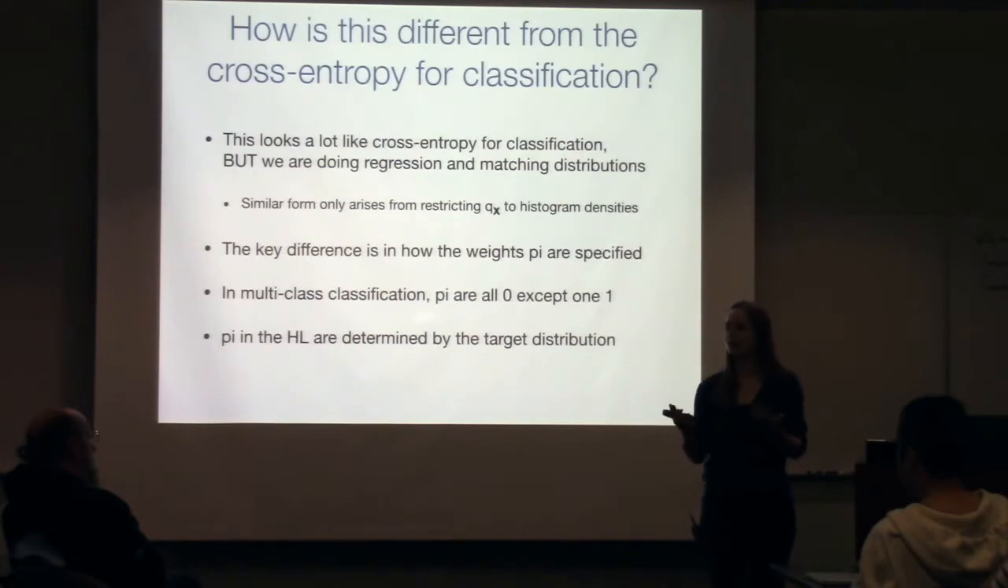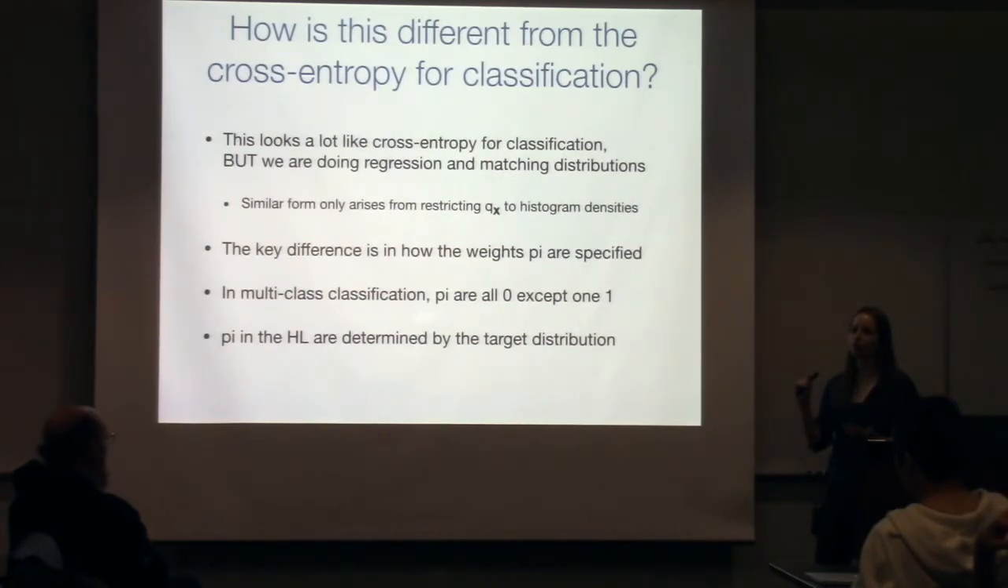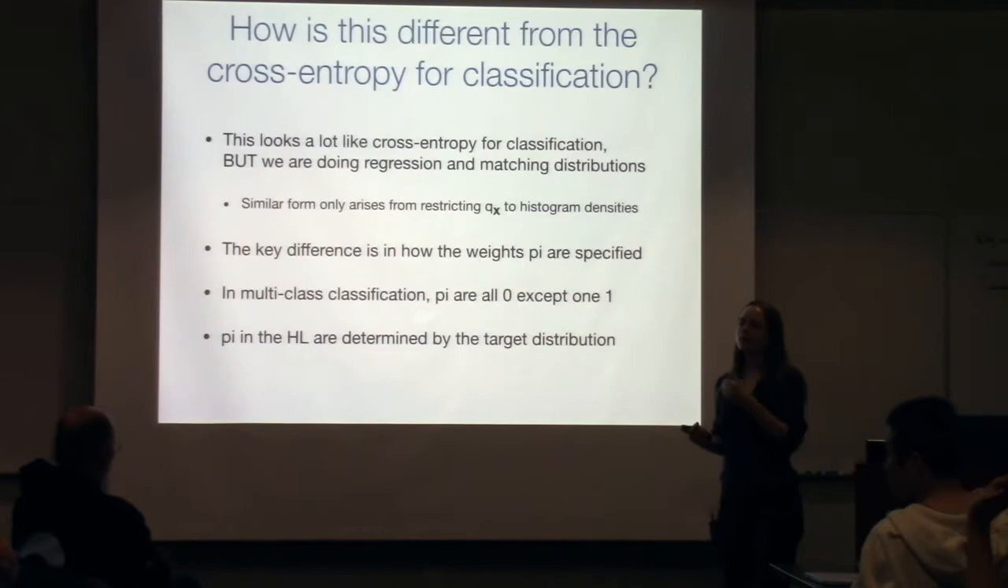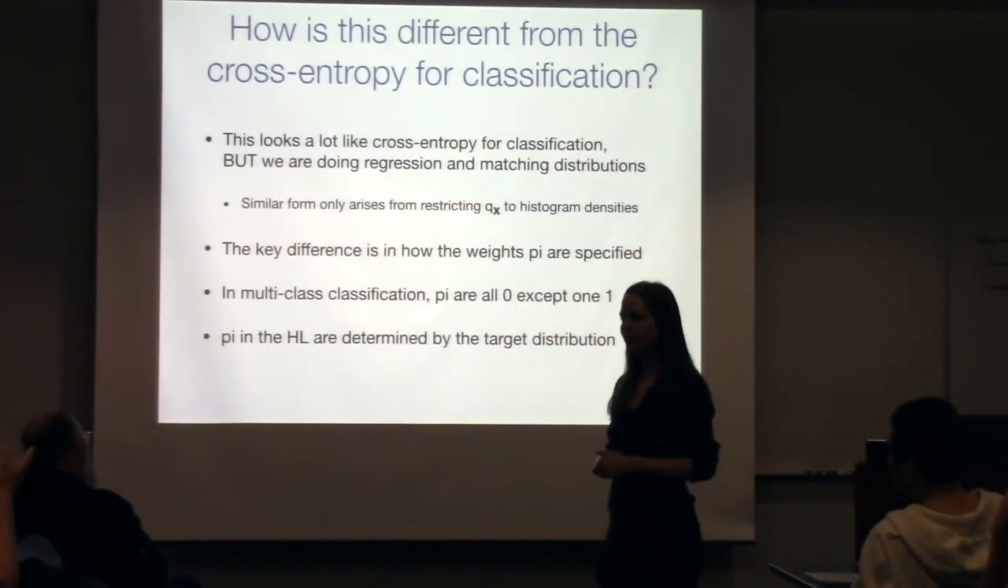What they called categorical distributions, we decided to call them histogram distributions because categorical distributions are usually for discrete random variables. And we just want to make sure everyone remembers that we are doing regression. So what they would have called categorical, we are calling histogram. But specifically in the loss, you get this PI term because of how you're choosing the target distribution or this functional form of the Qx.